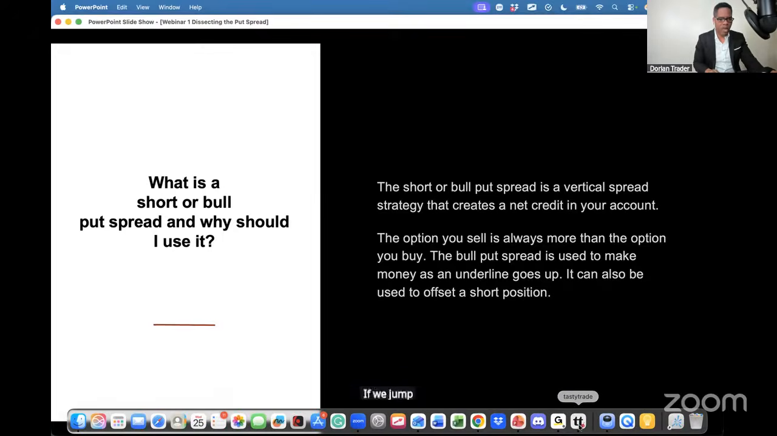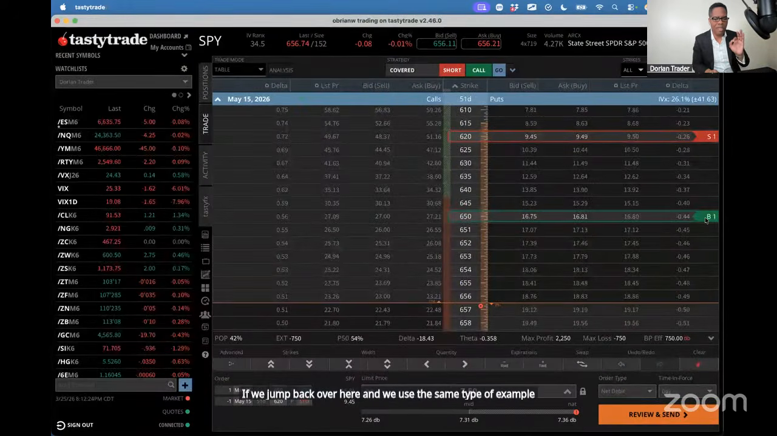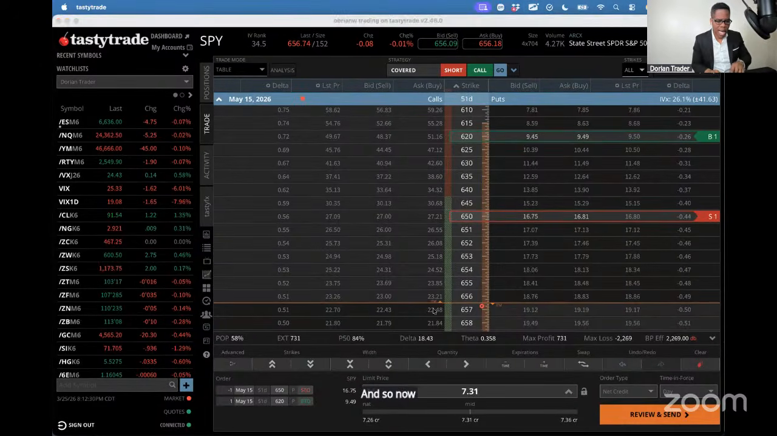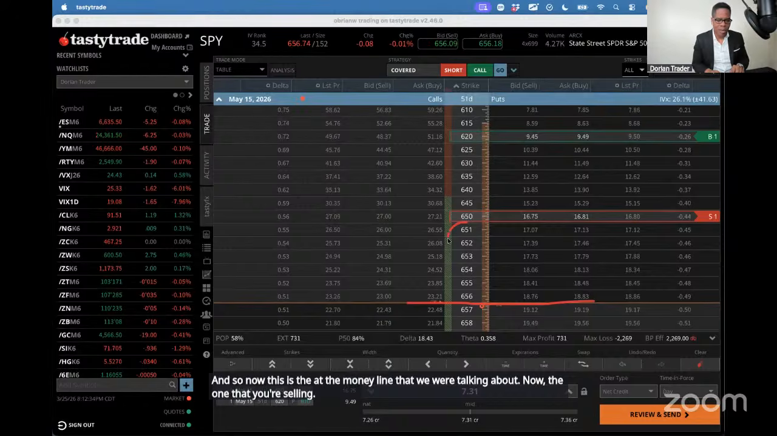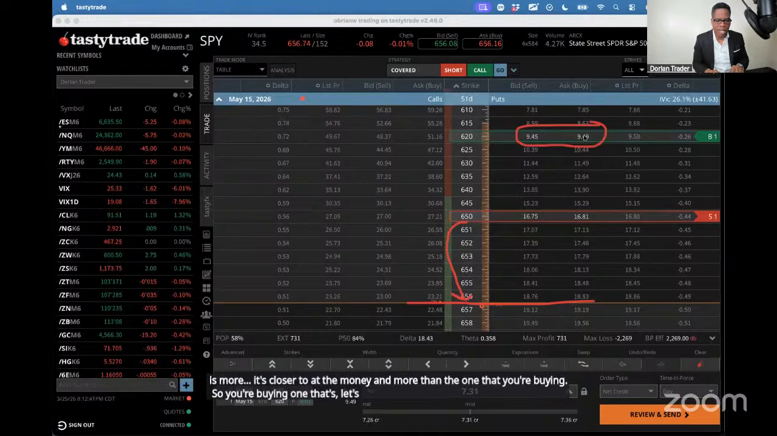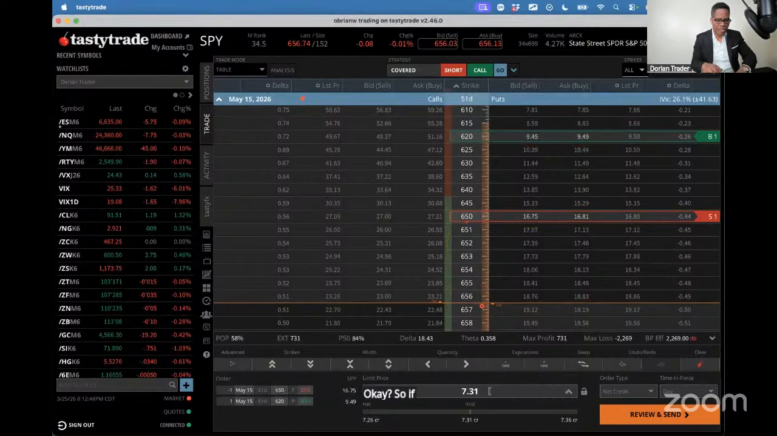If we jump back over here and use the same type of example, but this time we're going to flip it. We're going to flip these options here. And so now this is the at-the-money line that we were talking about. Now the one that you're selling is closer to at the money and worth more than the one that you're buying. So you're buying one that's, let's say, around 9 something, and you're selling one that is around 16 something.